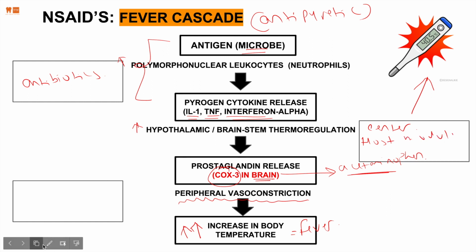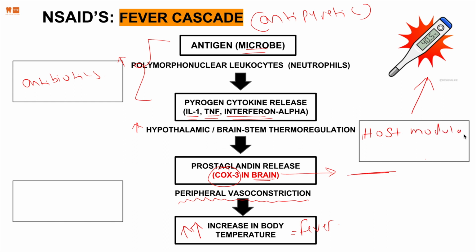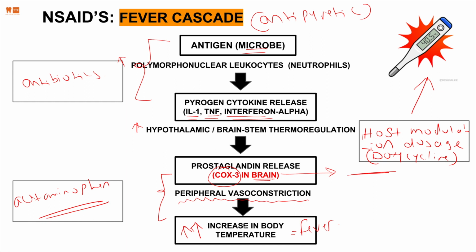modulation. Here, sorry guys, I'm just going to erase this. It's just more clear that way. Sorry about that, guys. Okay, so to control this part of the mechanism, we take what is called host modulation dosage. This is specifically like doxycycline at lower doses. And then to block this right here, the vasoconstriction and increase in body temperature, we can take acetaminophen. Right here, it blocks COX-3 from causing peripheral vasoconstriction, leading to no fever. That's where acetaminophen comes in. Just a little side note for a fever cascade.